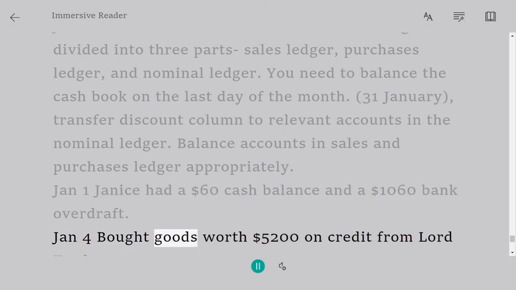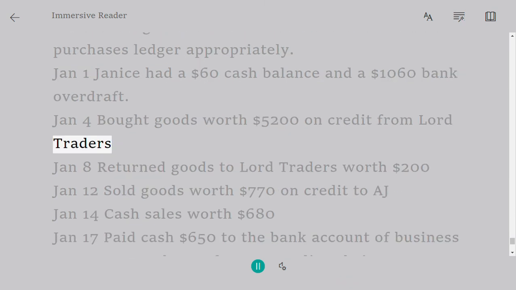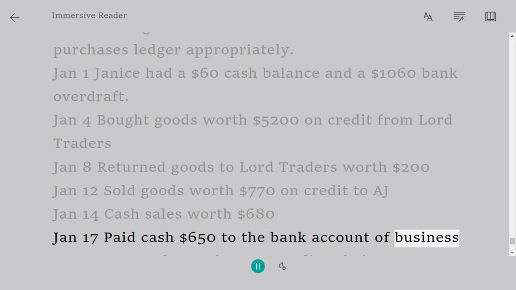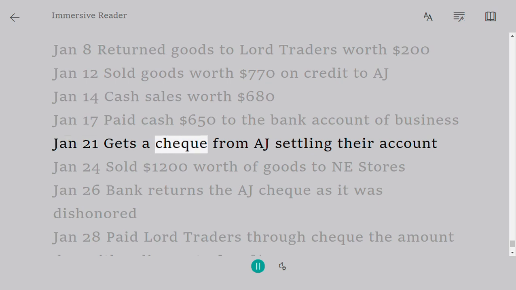January 4th, bought goods worth $5,200 on credit from Lord Traders. January 8th, returned goods to Lord Traders worth $200. January 12th, sold goods worth $770 on credit to AJ. January 14th, cash sales worth $680. January 17th, paid cash $650 into the bank account of her business. January 21st, got a check from AJ settling their account.